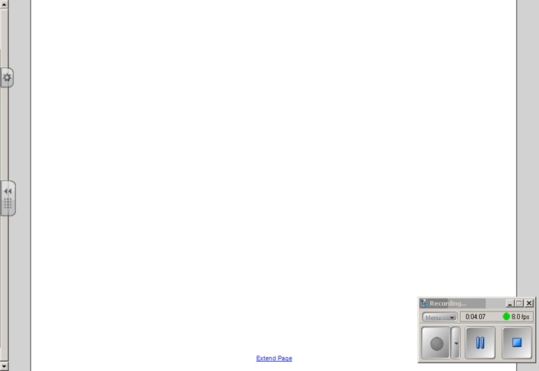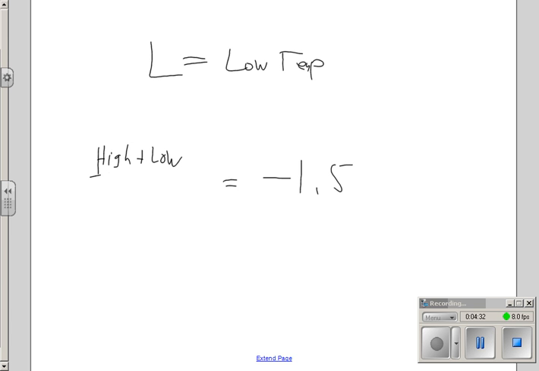All right, welcome back. So here's the first thing we're going to do. We're going to figure out the low temperature. So we're going to use L for low temperature. The low temperature is L. So we know the average is negative 1.5. That's going to be our equivalent value. And the average of the high plus the low divided by 2 will tell us the average temperature.